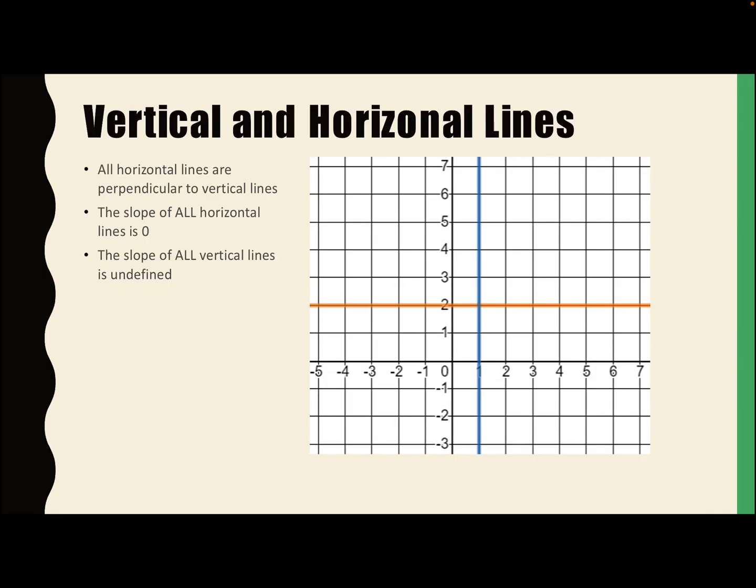So all vertical lines are perpendicular to all horizontal lines. Horizontal lines have a slope of 0. This slope is 0, and the slope of all vertical lines is undefined. So slope is undefined.